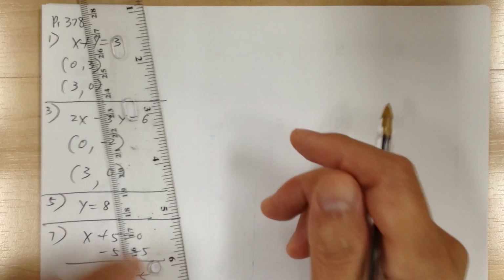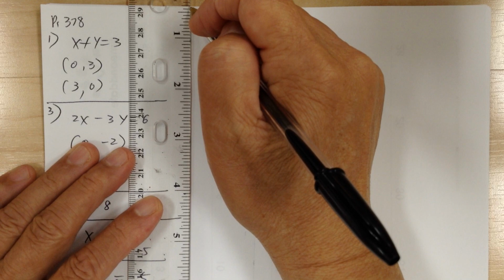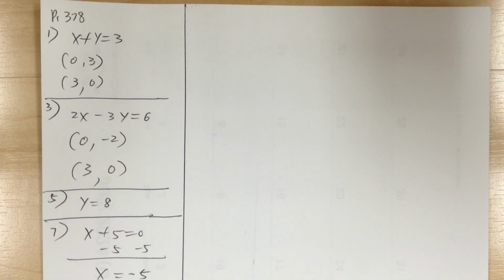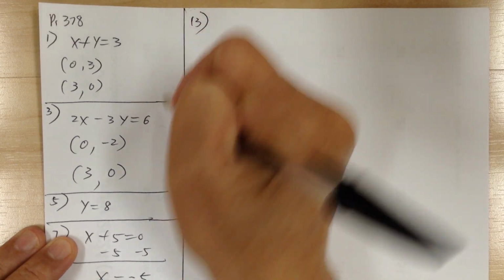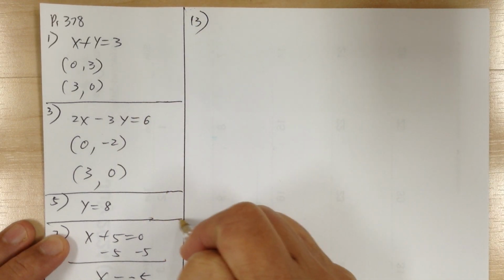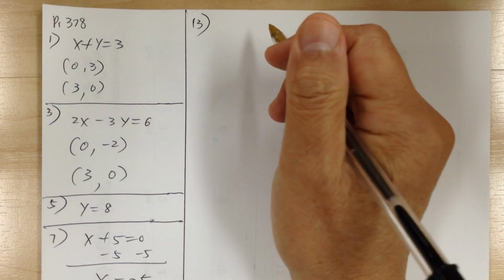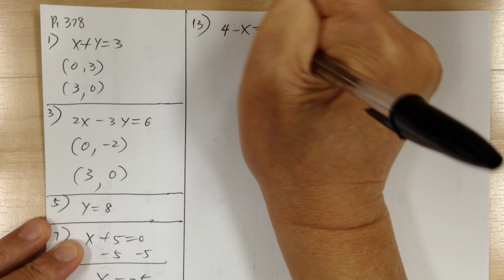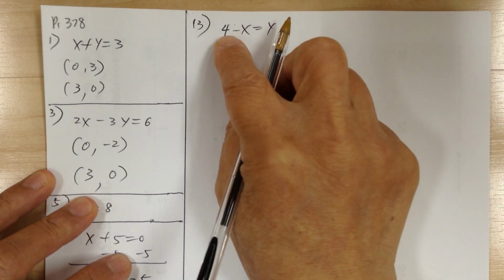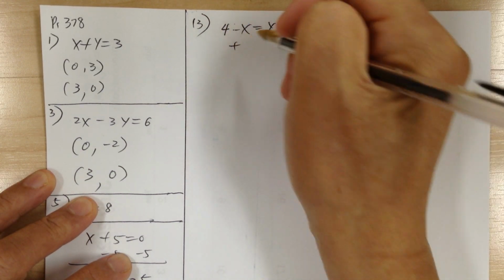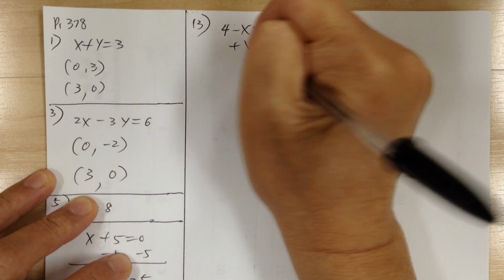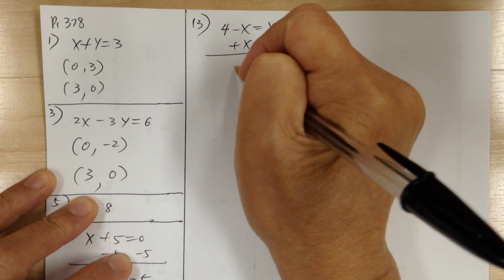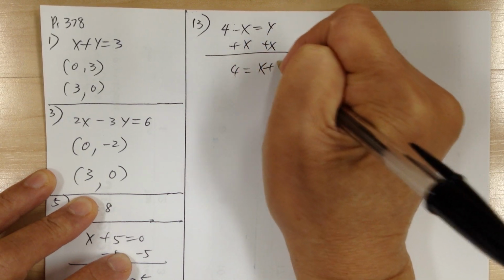Okay, let's go to the next one. Number 13. You have 4 minus x equal to y. I'm going to move the x to the other side, because I want to put it in standard form. It looks like this, right? So plus x on both sides. I get 4 equal to x plus y.